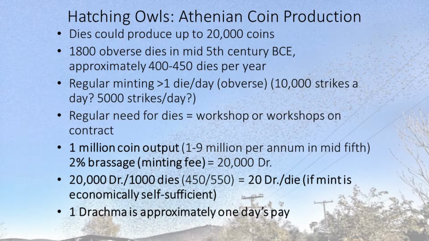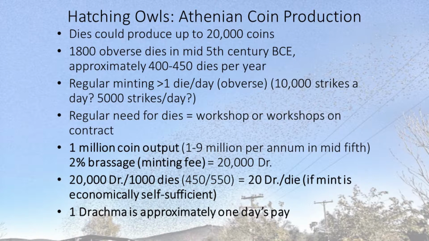Now, I'm going to make a bit of a jump without giving a lot of supporting evidence, but we can be relatively certain that the mint took about 2% of the output as their fees to pay the cost of operations. Now, if we think about an output of, say, 1 million 1 drachma coins a year, 2% would be about 20,000 drachms. If we used 1,000 dies a year, say 450 for obverse, 550 for reverse, it can be estimated that each die would be valued at just under 20 drachms.